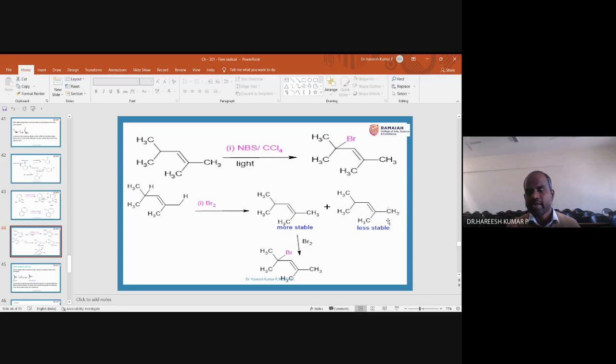As per stability, you know the primary radical is less stable compared to the tertiary radical. The tertiary radical is more stable. Since the tertiary radical is more stable, it can react with the Br radical, giving rise to the allylic halogenated or brominated product.